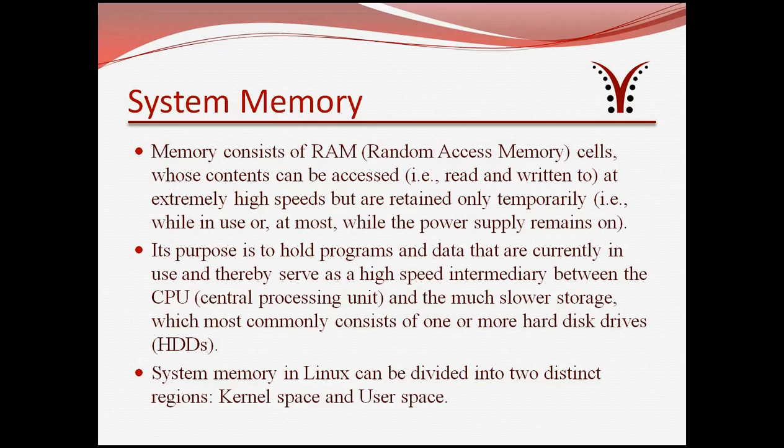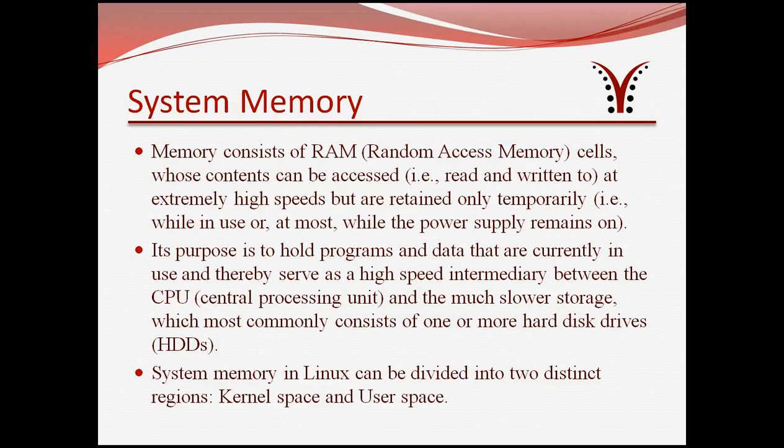What is system memory and how is it related to user space and kernel space? In Linux, system memory can be divided into two distinct regions, kernel space and user space. We all know that every system has a certain amount of memory. This memory consists of random access memory cells whose contents can be accessed at extremely high speeds but are retained only temporarily while the system is in use or while the power supply remains on. Coming to the purpose of this system memory, it holds programs and data that are currently in use and thereby serves as a high-speed medium between the central processing unit and the much slower storage like hard disk drives.